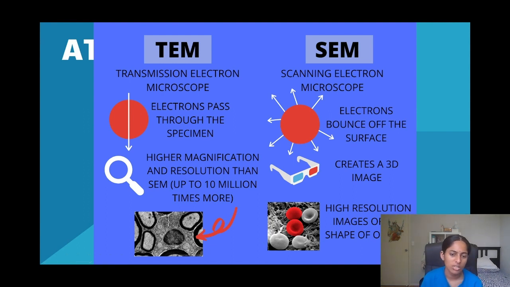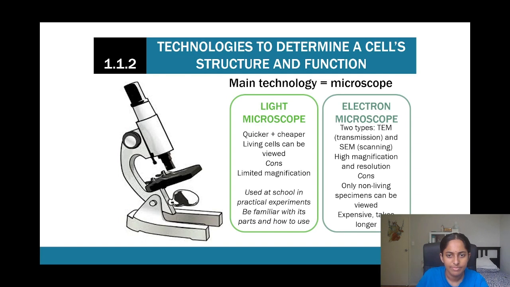Another question that they may also ask you in the exam is something like, they'll give you a structure and they may ask you which electron microscope would be better for it. If they just give you something like seeing the structure of a cell, then you would probably say that you would use a scanning electron microscope because it helps to create a 3D image so you can actually see the structure of a cell. So these are questions that they may ask, and you just got to be prepared for instances like these. So yeah, that pretty much just explains light as well as electron microscopes.